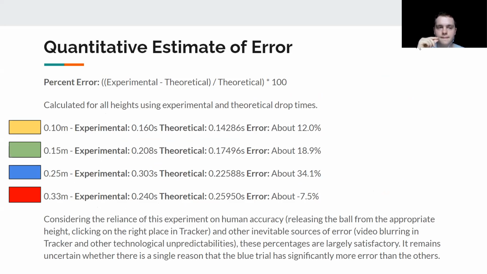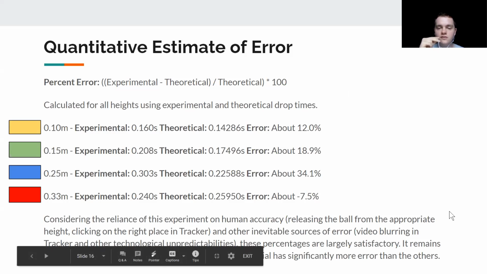Next slide, please. This is our quantitative estimate of percent error using experimental and theoretical drop times calculated with the free-fall equation and the data from our experiment. This is fairly normal except for the 0.25 trial with 34.1% error for unknown reasons.